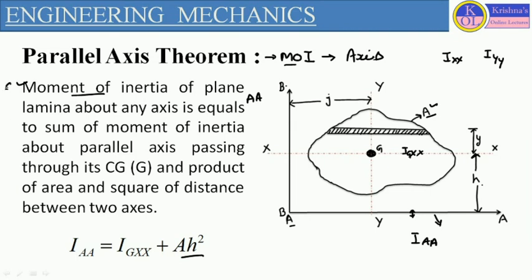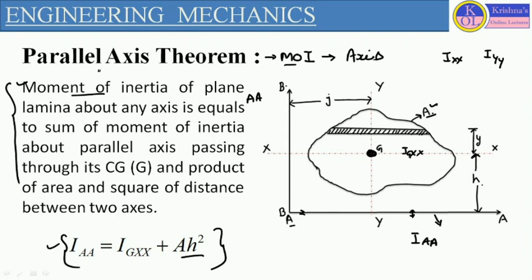So here this particular parallel axis theorem is represented by this equation. I_AA, that is moment of inertia about this particular axis AA, equals the moment of inertia about the x-axis which is passing through the center point G, plus the product of area A and the distance between these two axes, h squared. So this is the parallel axis theorem.